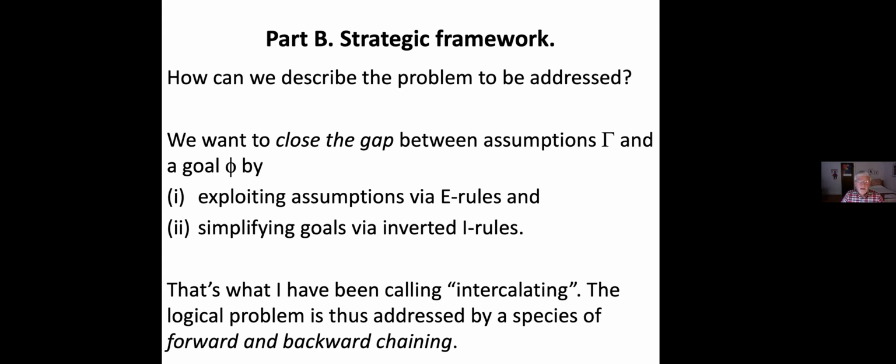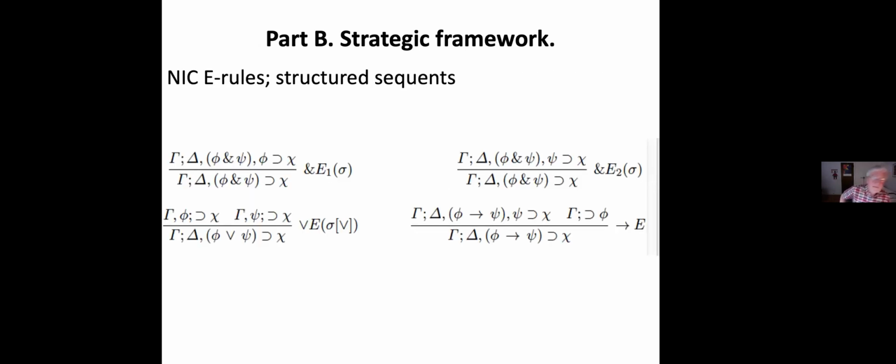And here are the rules of what I call natural intercalation calculus. And I'll just do it for a number of elimination rules. And what does it do? You have assumptions, gamma, and what is written here to the right of the semicolon and to the left of the horseshoe is a sequence of formulae that has been obtained by elimination rules.